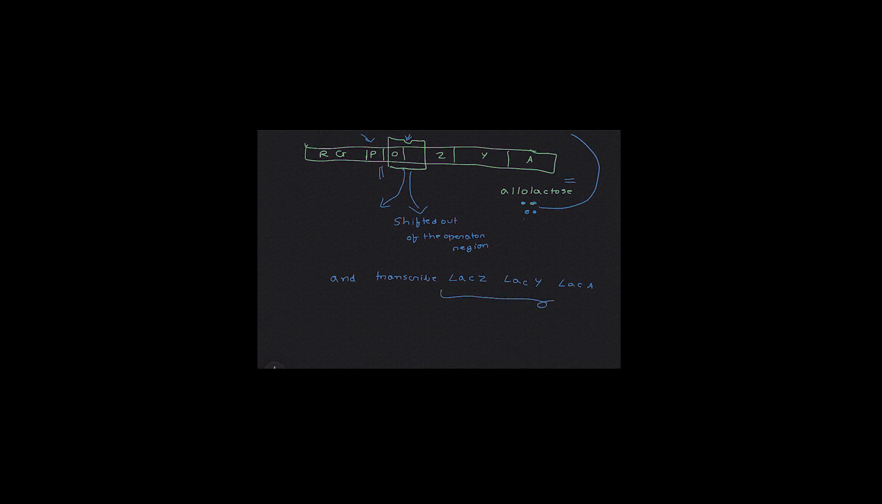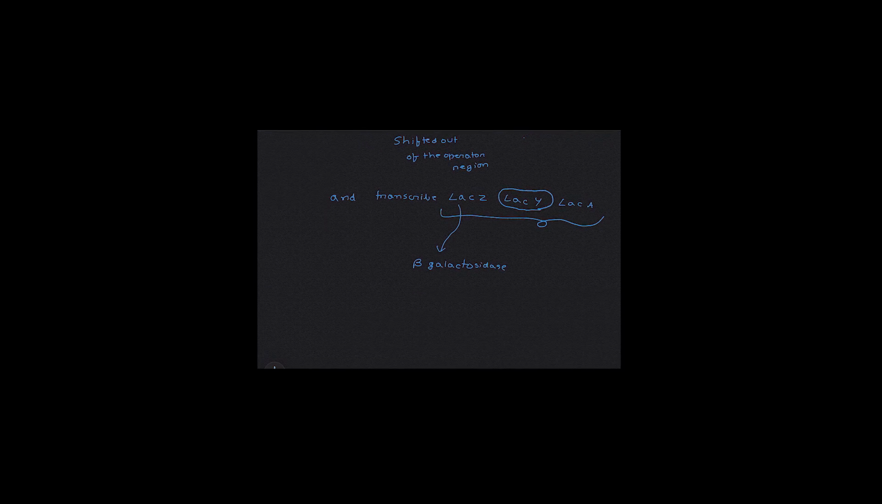Now, the action of permease produced by Lac Y has already been discussed, but the action of beta-galactosidase is still left to be done. So one function of this was to convert lactose into allolactose, which acted as an inducer, which in turn shifted our repressor protein from the operator region. But beta-galactosidase also digests lactose to glucose plus galactose. This is in turn used in respiration.